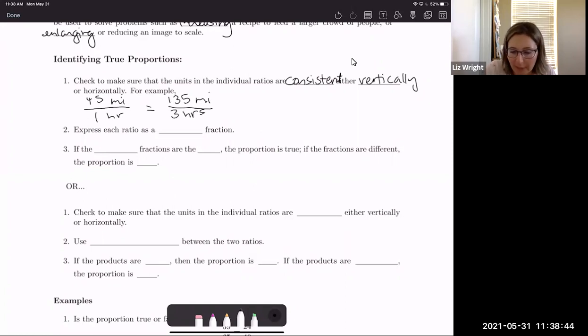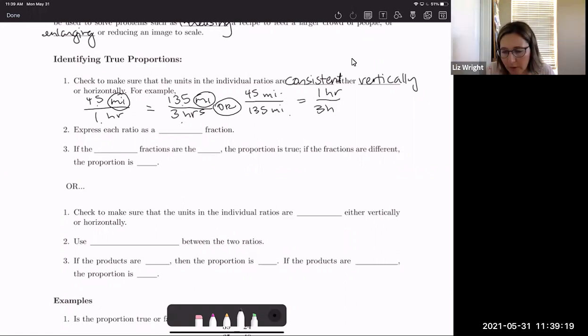But we could also write it like this. We could write it as 45 miles per 135 miles. And again, I did miles to miles, so there's my unit that's consistent vertically. And here my unit is consistent horizontally. I did simplified to not simplified, simplified to not simplified. So here it would be 45 miles to 135 miles, and then you would say 1 hour to 3 hours.